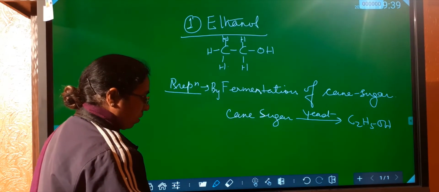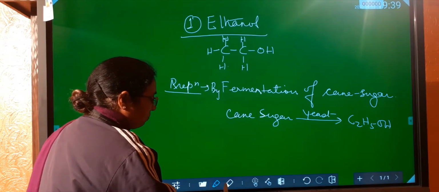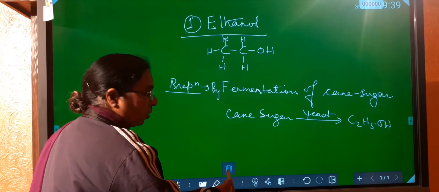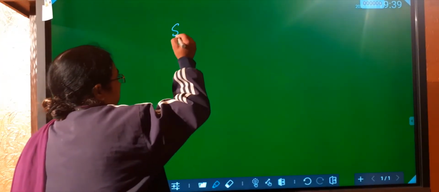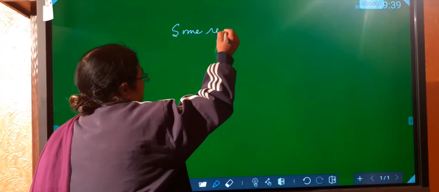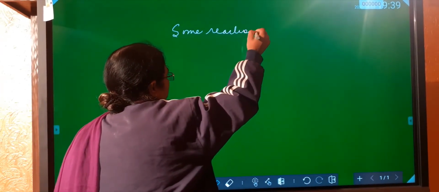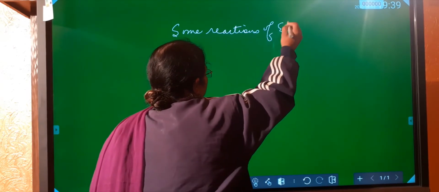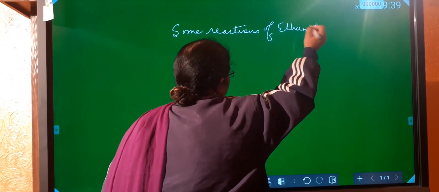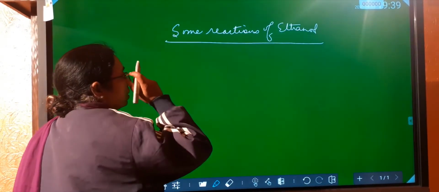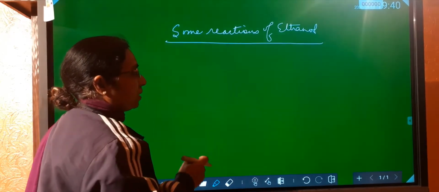Now this alcohol is a very important compound. Now let us see some reactions of ethanol.